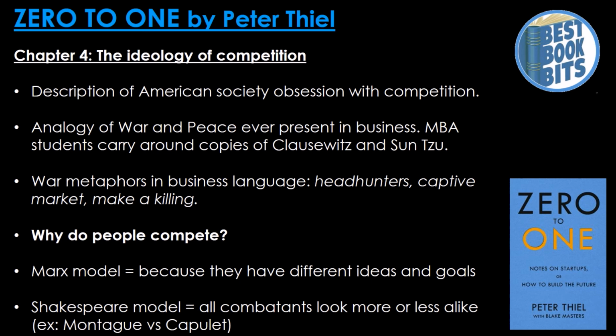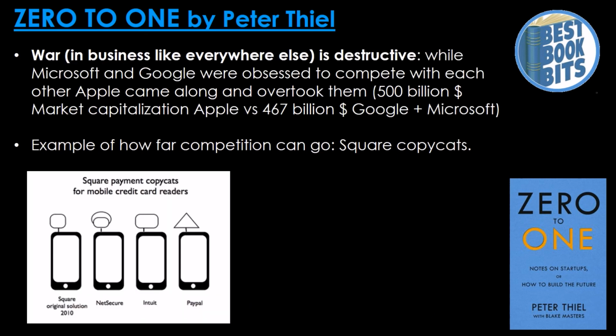Why do people compete? The Marx model: because they have different ideas and goals. The Shakespeare model: all combatants look more or less alike, Montague versus Capulet. War, in business like everywhere else, is destructive. While Microsoft and Google were obsessed with competing with each other, Apple came along and overtook them: $500 billion plus in market capitalization, versus $467 billion for Google plus Microsoft.